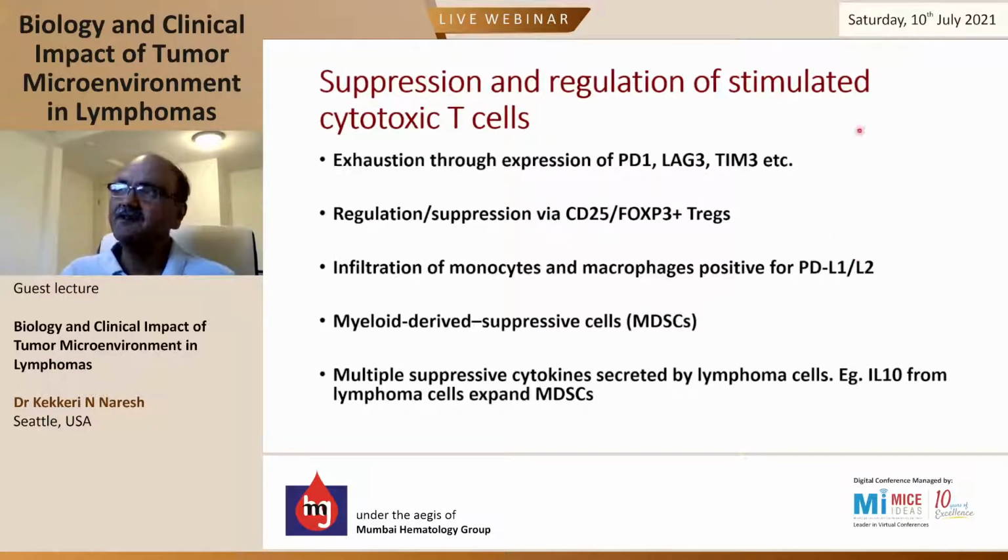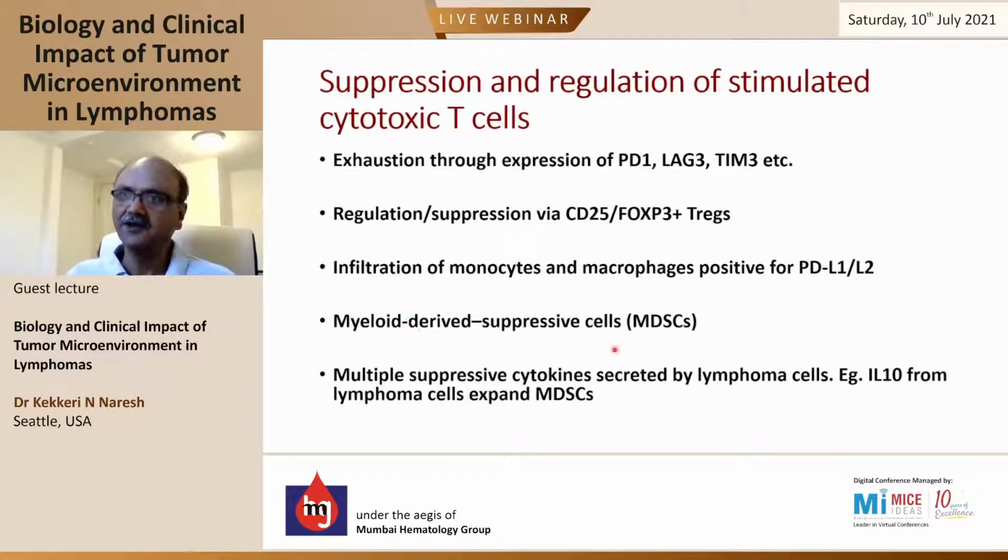The suppression and regulation of stimulated cytotoxic T cells can occur through exhaustion, and this exhaustion occurs by stimulating the expression of PD1, LAG3 or TIM3, and by increasing the numbers of regulatory T cells which express CD25 and FOXP3, or by recruitment of monocytes and macrophages. And these monocytes and macrophages express PDL1 and PDL2, which will interact with PD1 expressed on cytotoxic T cells, suppressing them.